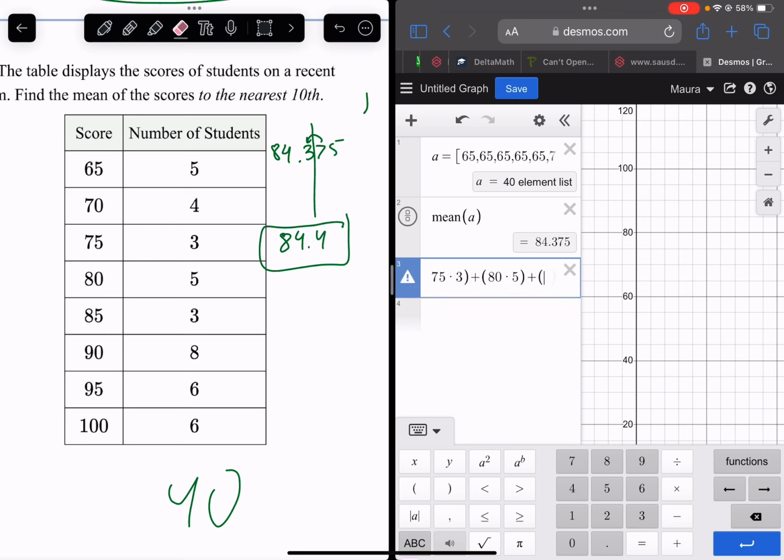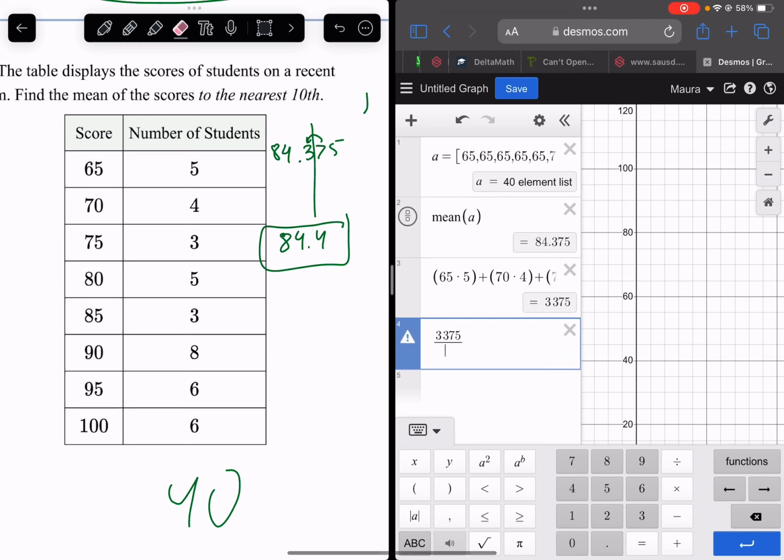plus 85 times 3 plus 90 times 8 plus 95 times 6 plus 100 times 6. All right, so I got 3,375, and then I have to divide that by the total number of values that I added up, which was 40. And you can see here that I got the same number, okay?